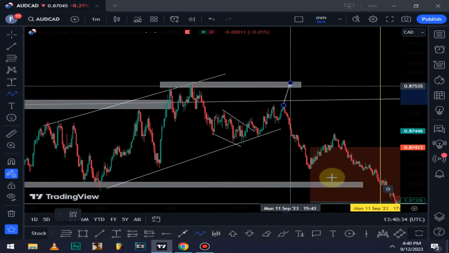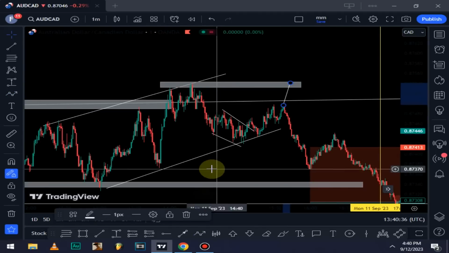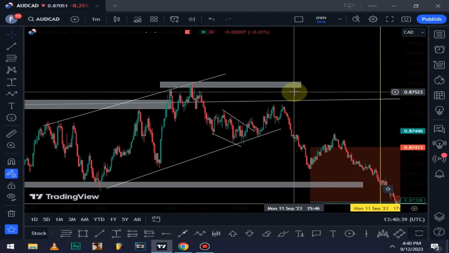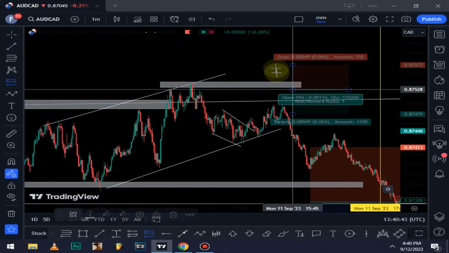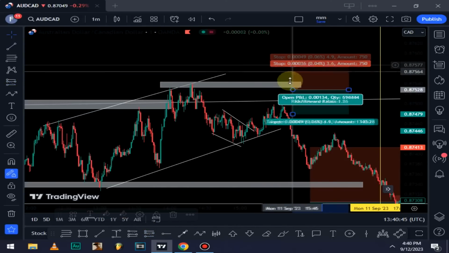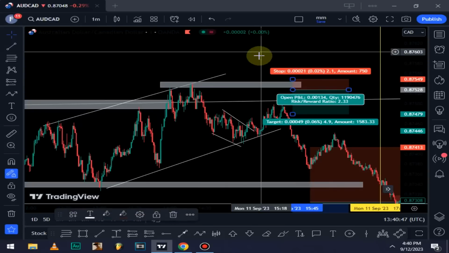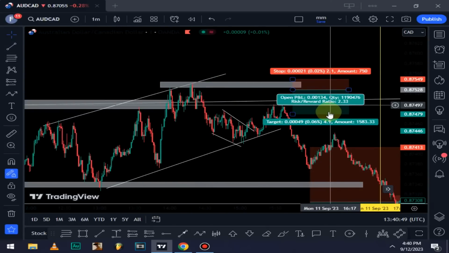After identifying this zone, I had a bias that the market might come and retest here, then go back. So initially I just wanted price to do that, then take my sell entry around this zone, with the stop loss over here. That could have been the tightest stop loss, a 2 pip stop loss. But then price did not do that.